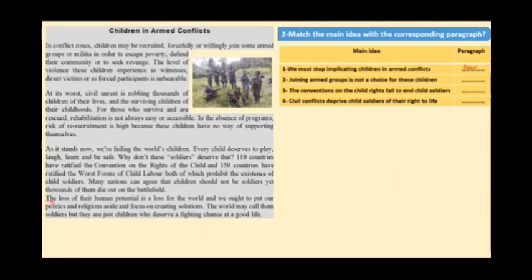The loss of their human potential is a loss for the world, and we ought to put our politics and religion aside and focus on creating religion. We ought to.